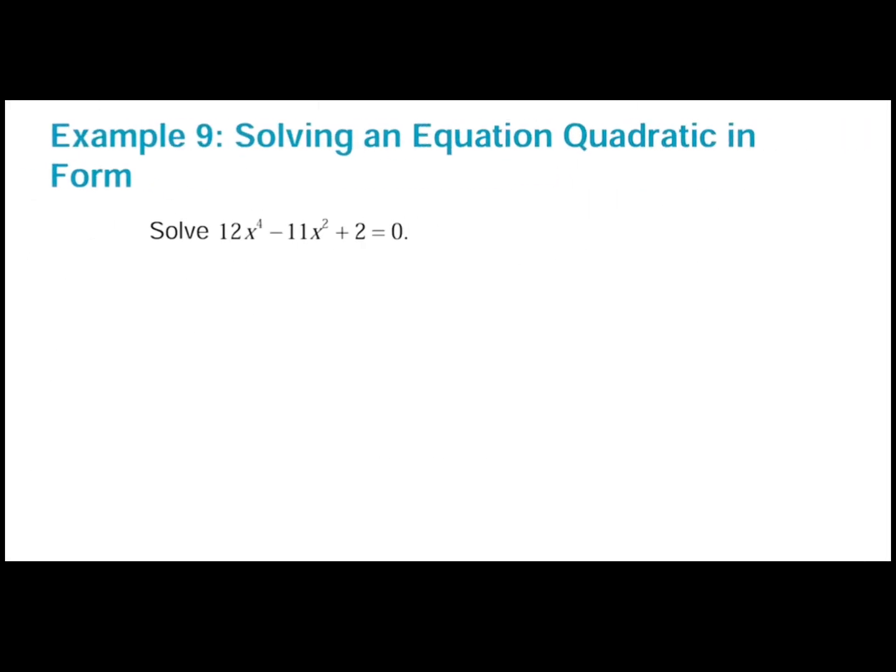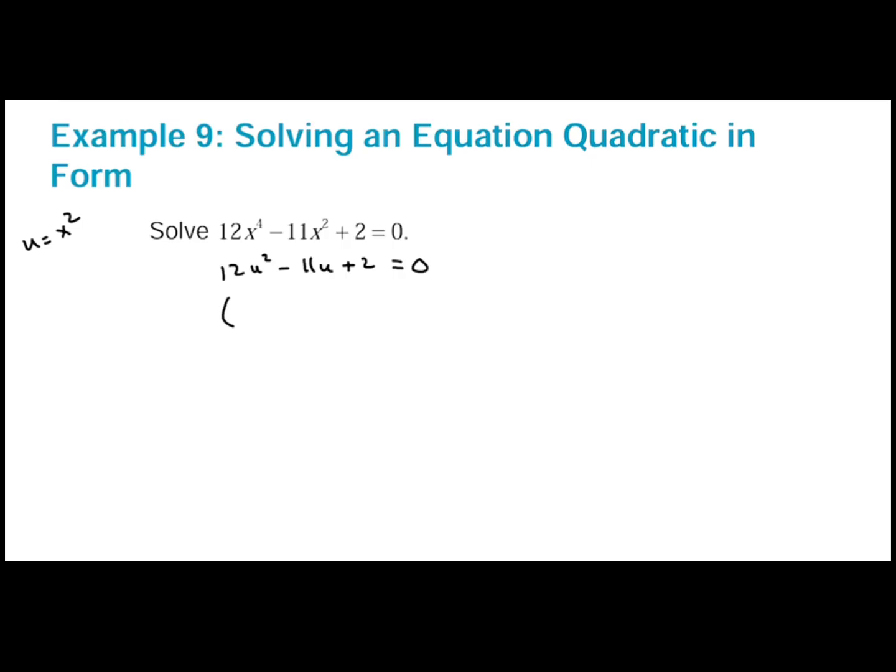And one more example, all right? So in this case, we have 12x to the 4th minus 11x squared plus 2 is equal to 0. So we know that our u is going to be x squared. So we're going to have 12u squared minus 11u plus 2 is equal to 0. All right, so when we do this problem, we got to factor it.